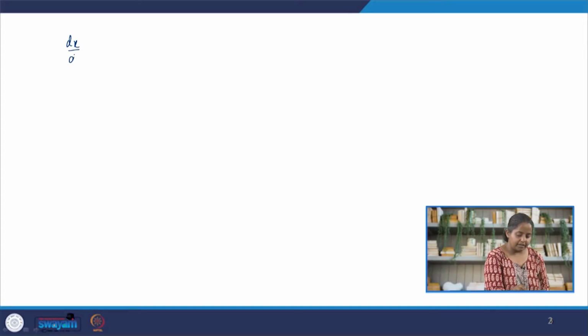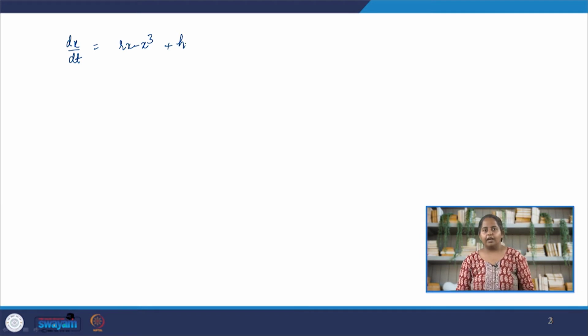dx/dt, the rate at which x is changing with time, is equal to rx minus x cube plus imperfection h. And the bifurcation analyses that we have been trying to do with this is to vary r keeping h constant and vary h keeping r constant. So we have two parameters here, r and h, and whenever we have multiple parameters, we vary them one at a time to see how the system behaves.